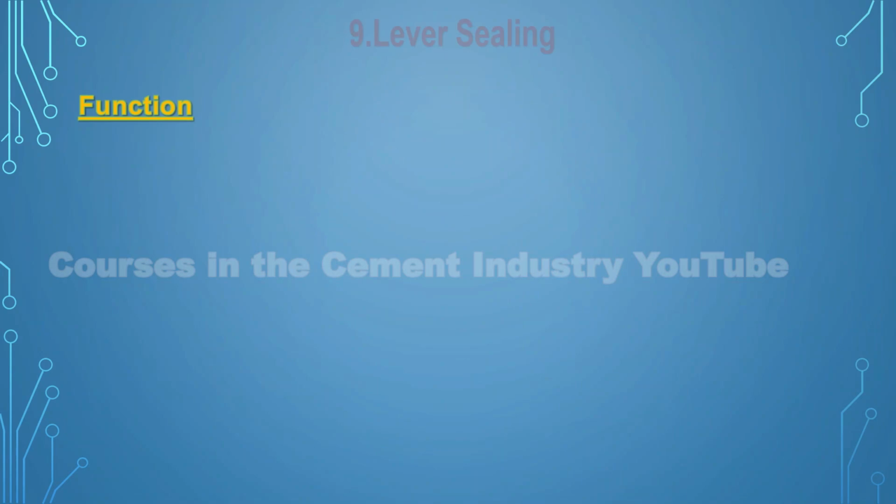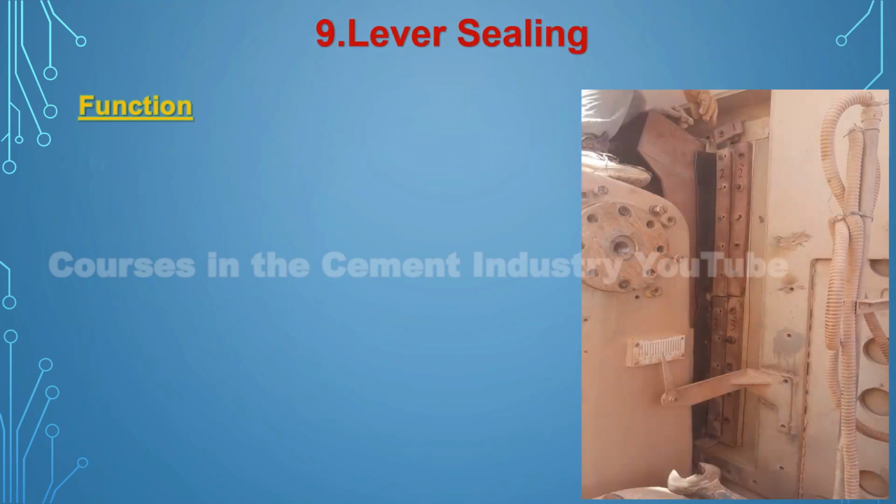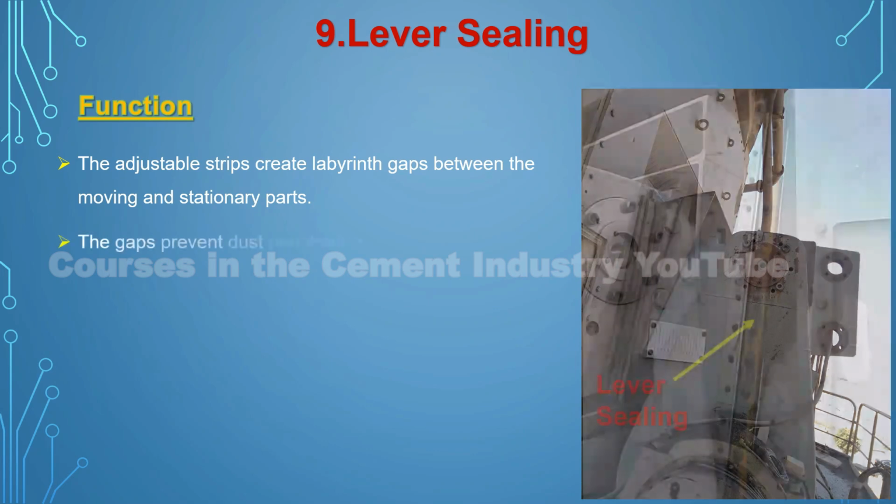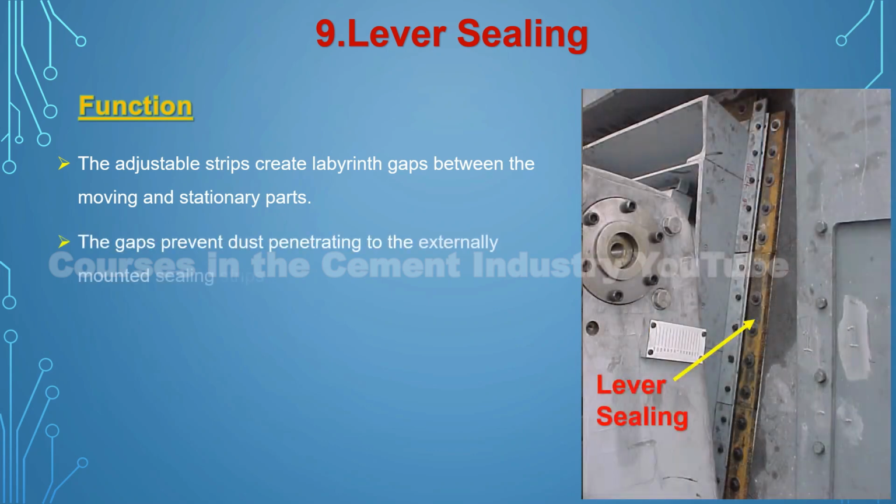Function for lever sealing. 1. The adjustable strips create labyrinth gaps between the moving and stationary parts. 2. The gaps prevent dust penetrating to the externally mounted sealing strips.